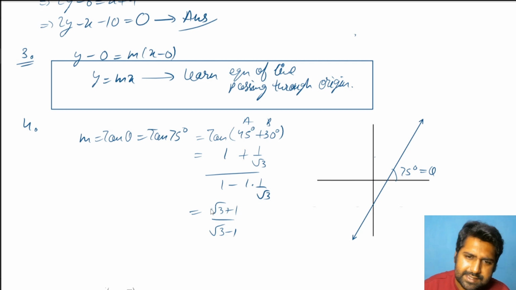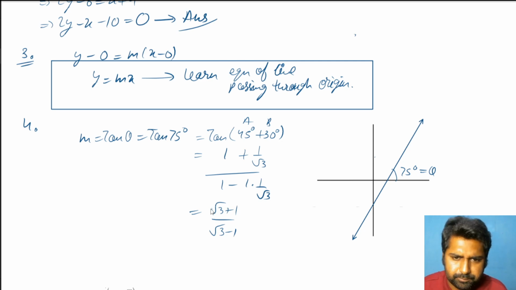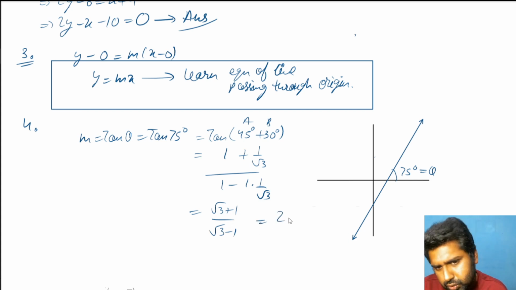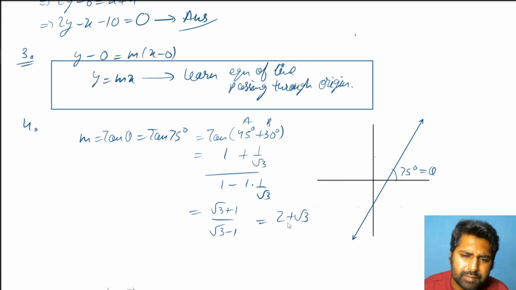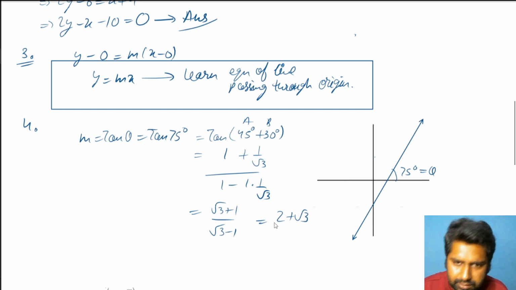I'll not rationalize it. Or should we rationalize? It depends on the answer, the options that are given to you. I can rationalize this also. After rationalization, this becomes 2 plus root 3. So it depends on the question, what are the options given? If the answer has root 3 plus 1, root 3 minus 1 in it, use this. If the answer doesn't have this, use this. So sometimes you have to see the options before even solving it any further. I'll use the simplified value right now.